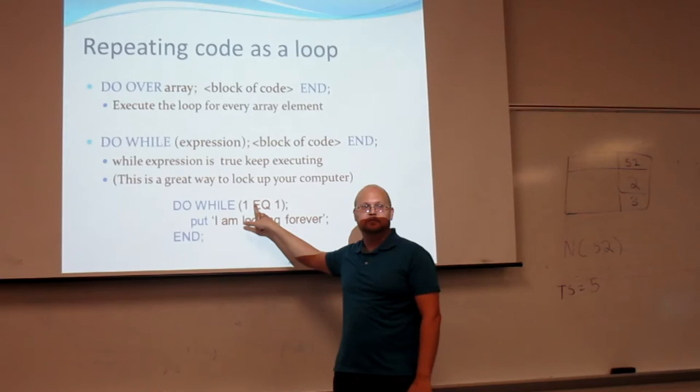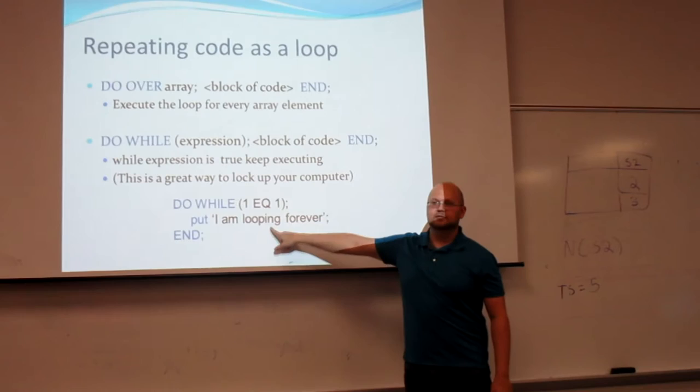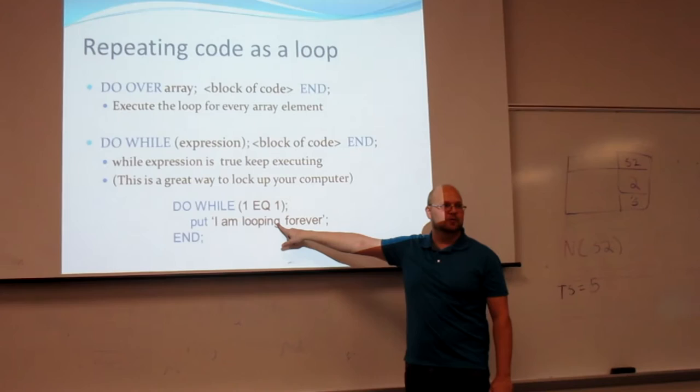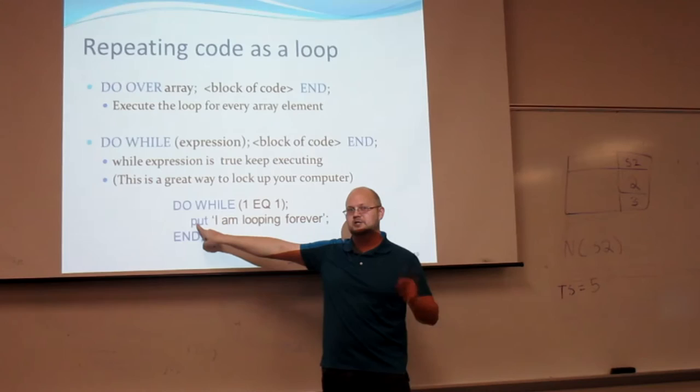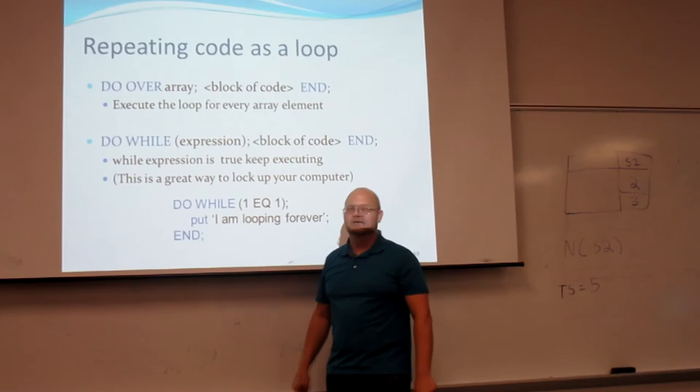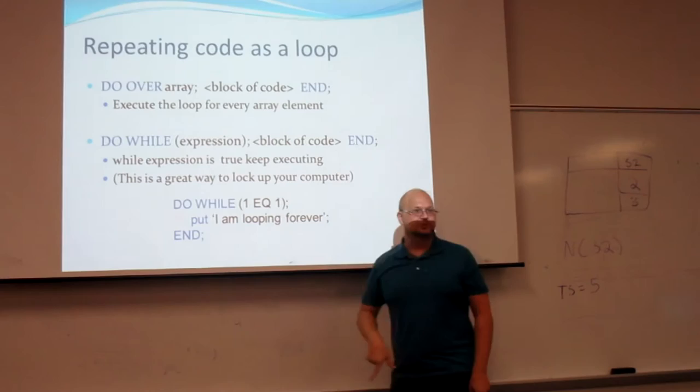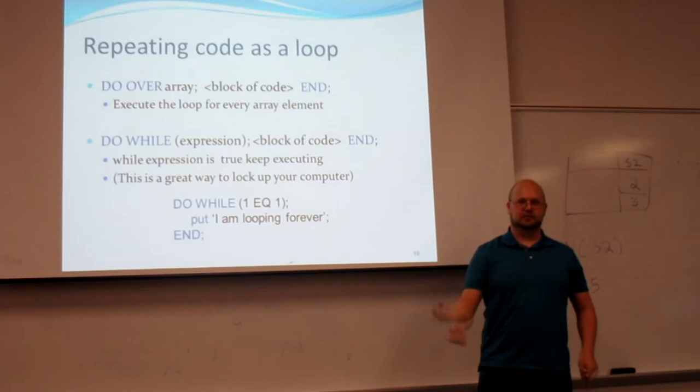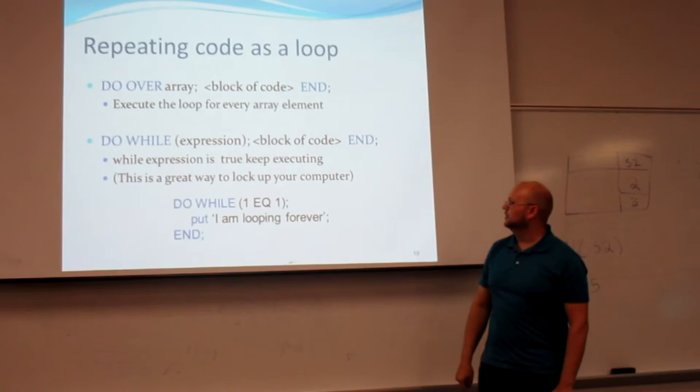So what does this say in here? As long as 1 is equal to 1, and then I've got a new statement right here, which you might want to write down. This is the statement to actually print something to the log in your code. That's helpful. Put. So what it'll do is if I run this, it'll just print, I am looping forever, again and again and again, and then I'll have to Control-Alt-Delete, and then kill SAS, and then come back. Because would there ever be a possibility that 1 does not equal 1?